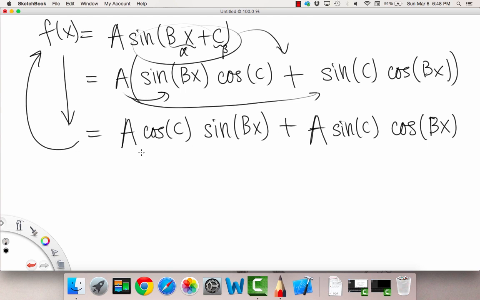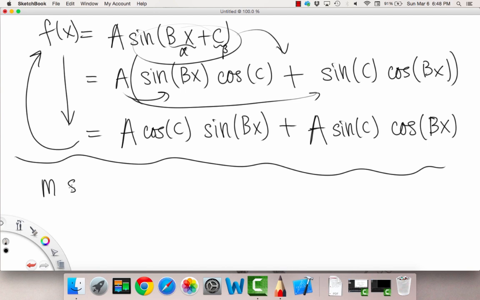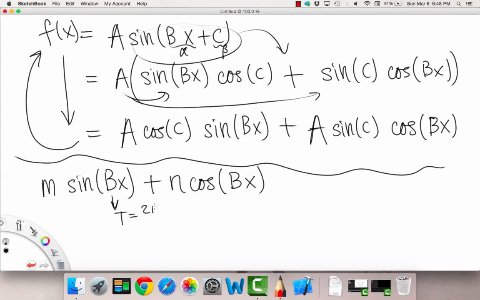But anyways, the thing to note here is that, on a different note, let's say we're given a function like this: m, which is just a constant, times sine of bx, plus n, which again is just a constant, like a number, times cosine of bx. So if we have the same period, which is determined by our b, the coefficient, our period would be T is equal to 2 pi over b, like we've learned in previous sections. So we have the same period.